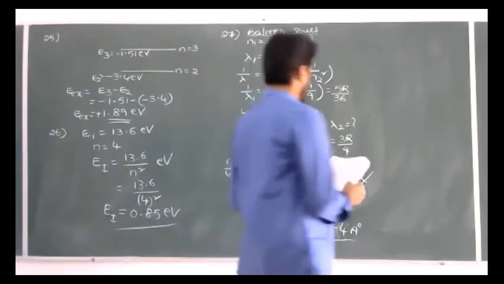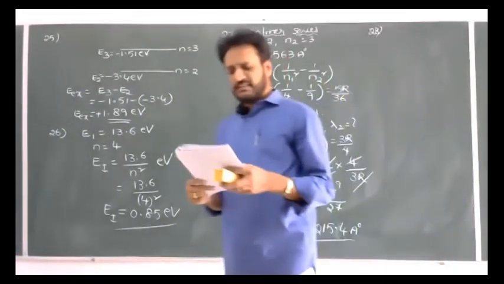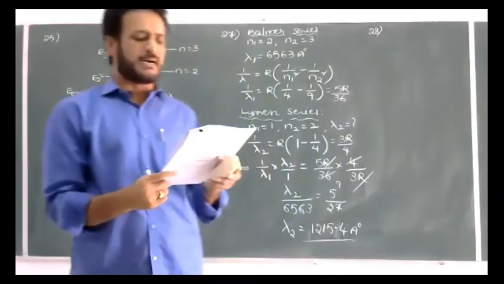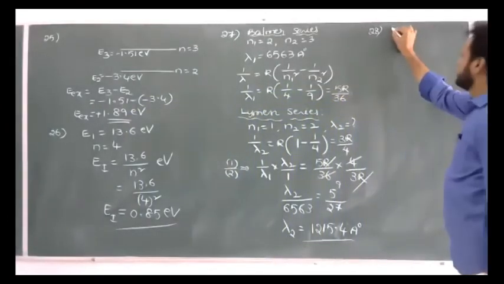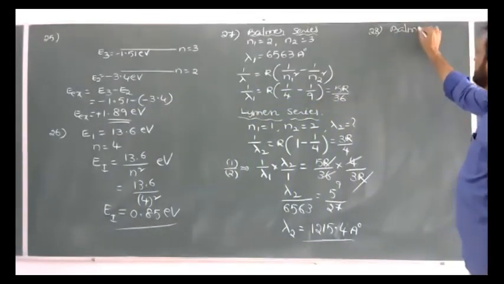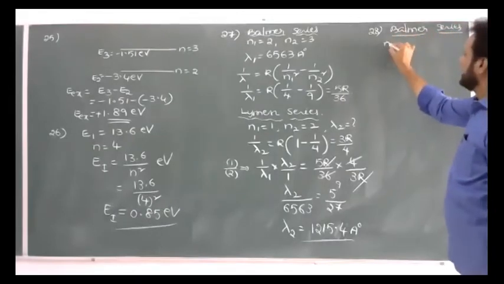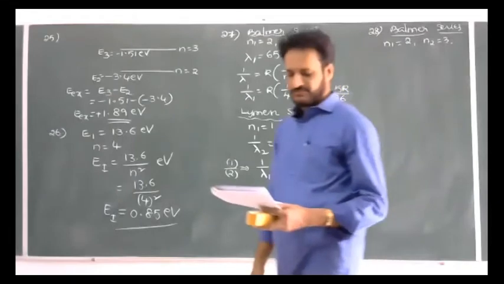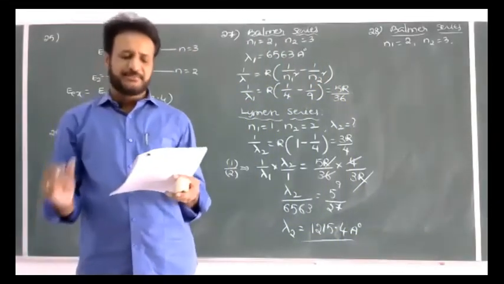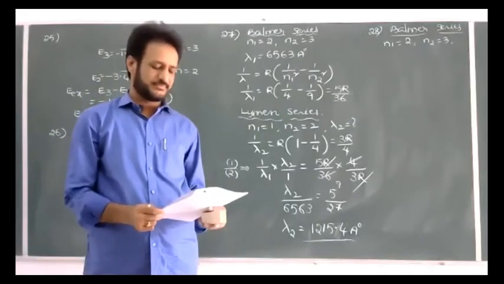Next, question number 28. The frequency of the first line of the Balmer series in a hydrogen atom is nu naught. Here also the same kind of question is given, but with frequency. In case of the first line of the Balmer series of a hydrogen atom, we can take n1 is equal to 2, n2 is equal to 3, and the frequency equal to nu naught hertz is given.